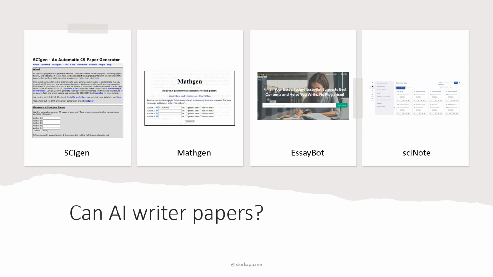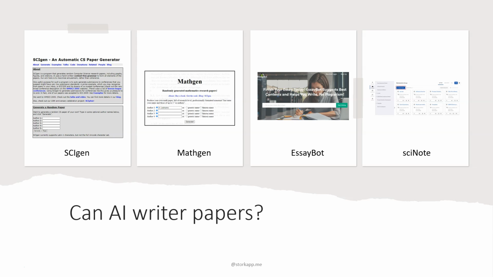In the past few years, AI has made a lot of impressive progress. For example, it can play Go, beating professional human players. It can diagnose skin cancer with better accuracy than doctors. But can it write scientific papers? It sounds like a very difficult problem.